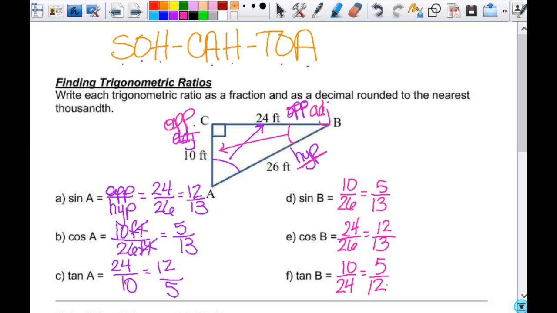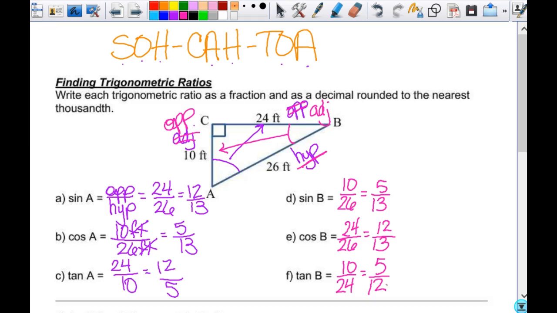Well, it's all from the same triangle, so it can't be similar to itself, but yeah. Okay. Sine and cosine both have hypotenuse as the denominator, right? The only difference is what the numerator is. One of them is opposite, one of them is adjacent. When you change the angle, what changes is which one's opposite and which one's adjacent.